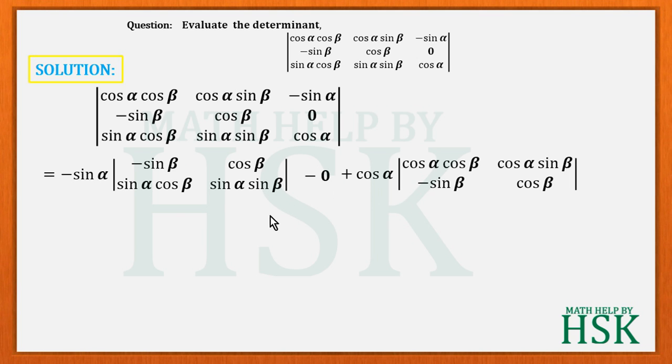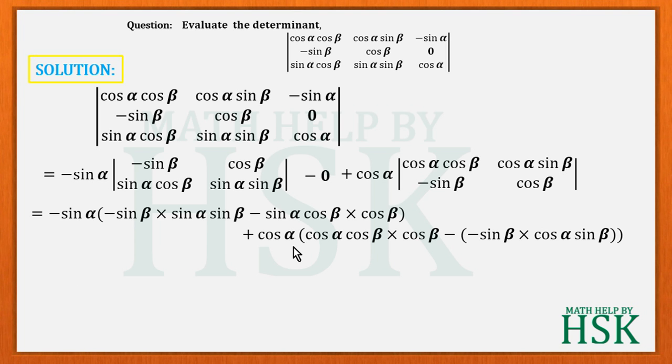Further, we are going to expand this determinant, or simply solve these determinants of order 2. So I'm going to get this as equal to minus sin alpha into minus sin beta into sin alpha sin beta minus sin alpha cos beta into cos beta. Plus cos alpha times cos alpha cos beta into cos beta and minus sin beta into cos alpha sin beta.